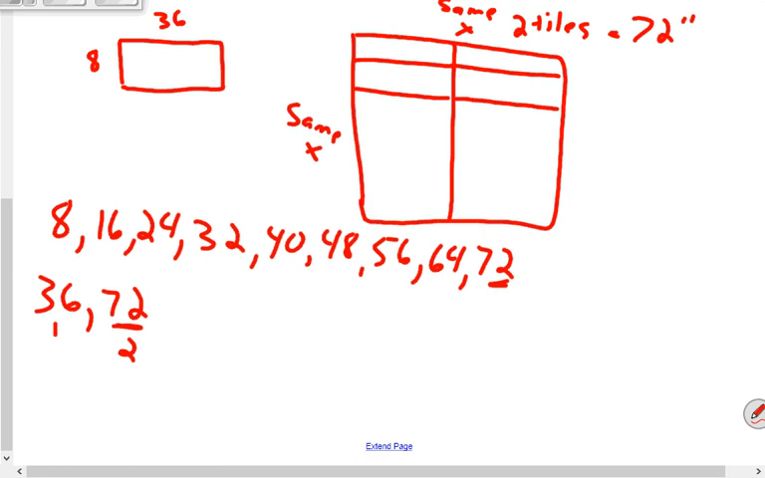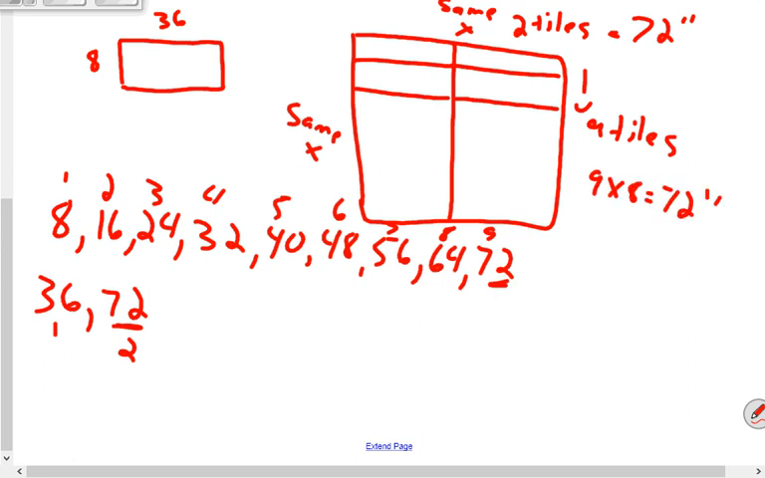And then I had to go 1 tile, 2 tile, 3 tile, 4 tile, 5 tile, 6 tile, 7 tile, 8 tile, 9 tiles down. So 9 tiles this way. So what's 9 times 8? 72. So my square would be 72 inches by 72 inches.